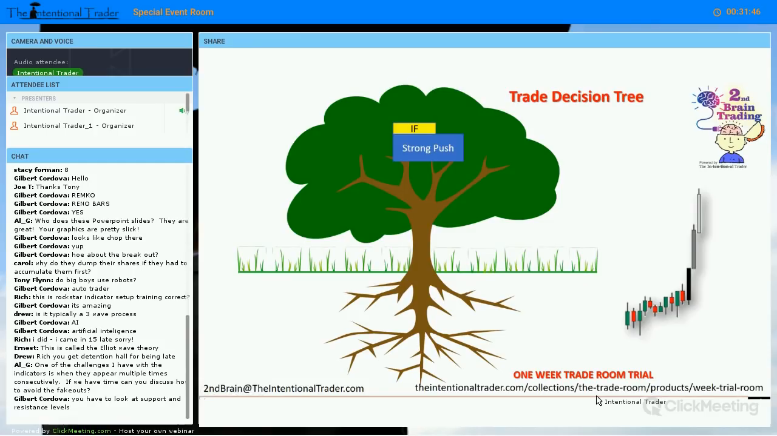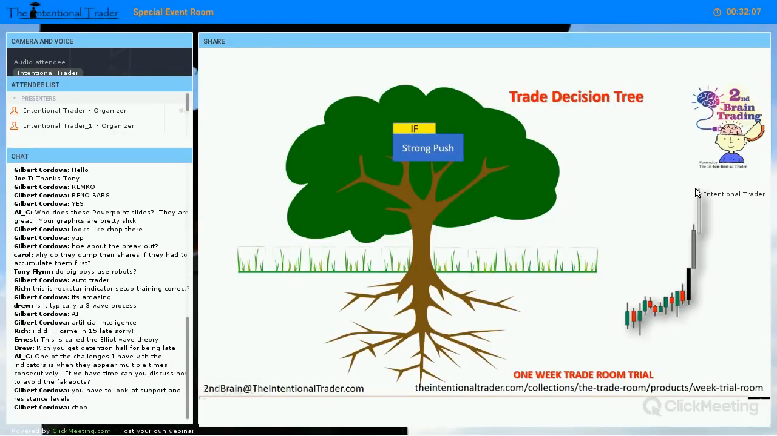So let's look at the first one. Strong push. How do we define strong push? Well, I just showed you on that previous slide, the accumulation and distribution slide. I just showed you the difference between what somebody here said, chop or channeling, and a strong push. Okay? This is exactly what it's going to look like. Okay?